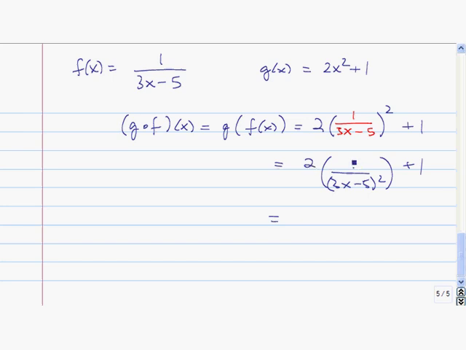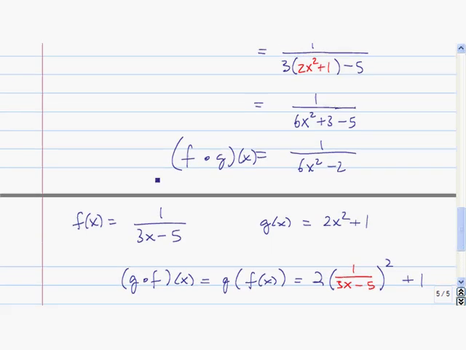2 times 1 over 3x minus 5 squared is 2 over 3x minus 5 squared, and then we have the plus 1. So this right here is g of f of x. So you see that in general, g of f is different from f of g.